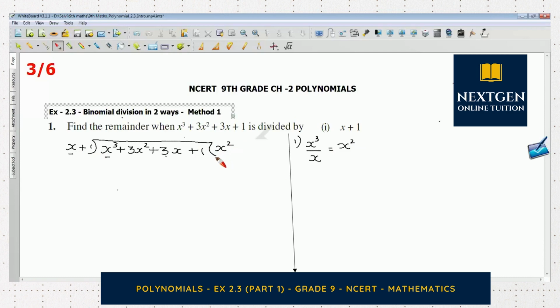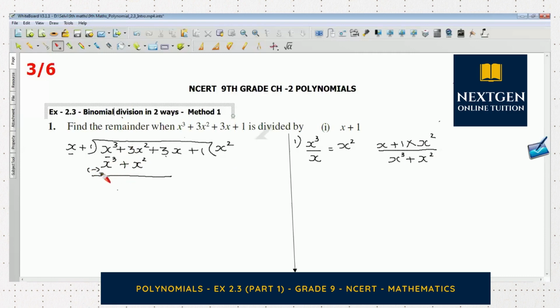Just listen again. This is not my final quotient. This is my first term of the quotient. So multiplying x plus 1 with x square, what will I get? x cube plus x square, right? So x cube plus x square.